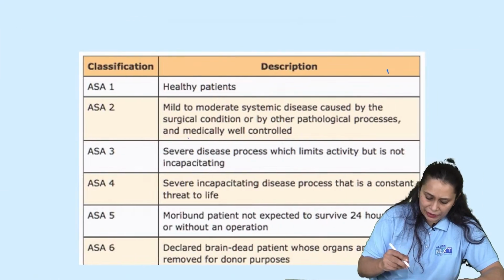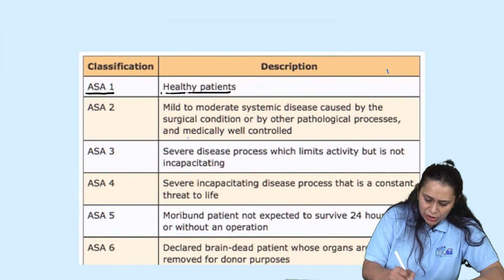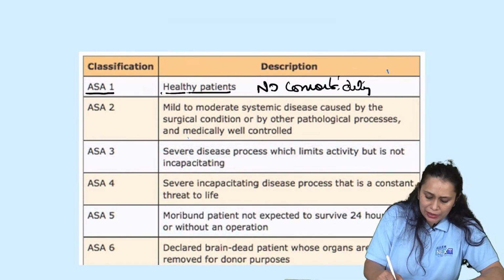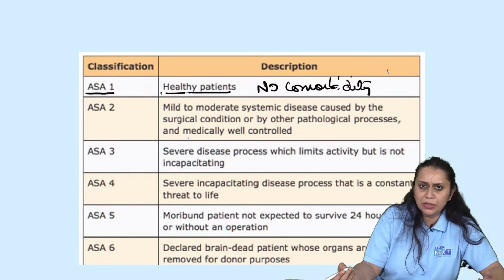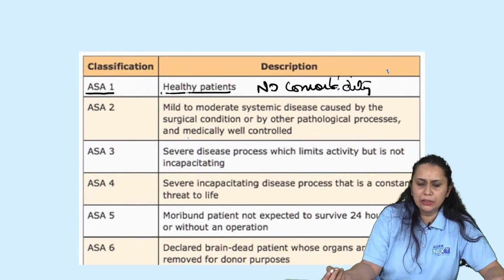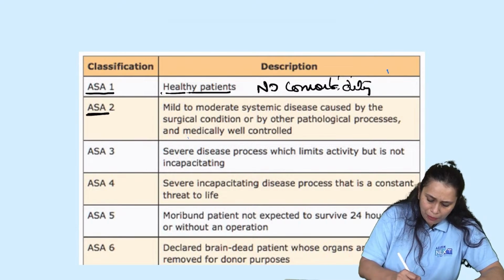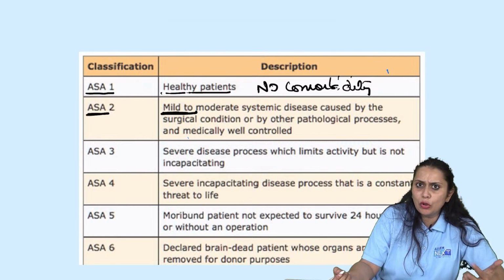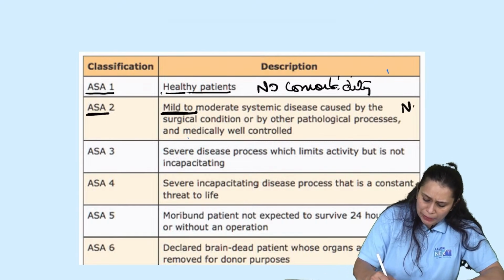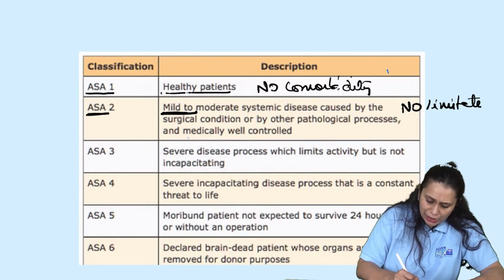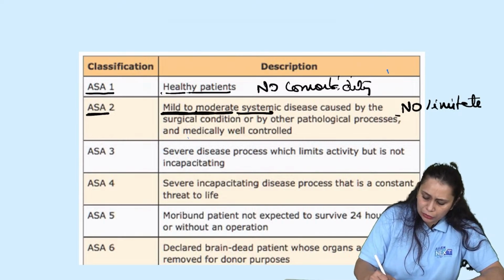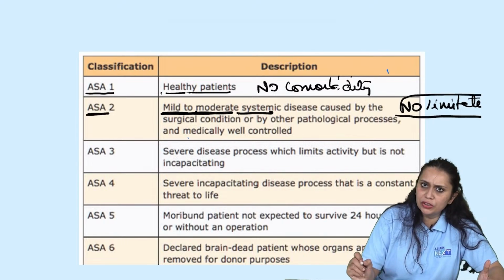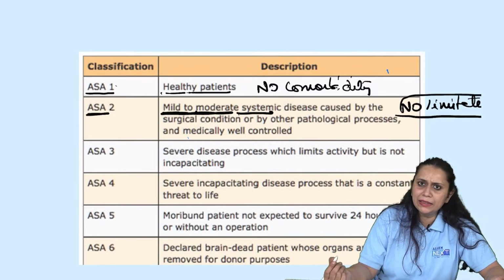So what is ASA grade 1? ASA grade 1, healthy patient, that is no comorbidity. They are healthy patients who have just come to get operated for some surgery, and once it is done, they become disease free. ASA grade 2, mild disease with no limitation. Mild to moderate systemic disease with no functional limitation, right? Between 1 and 2, hardly is there any difference of risk.